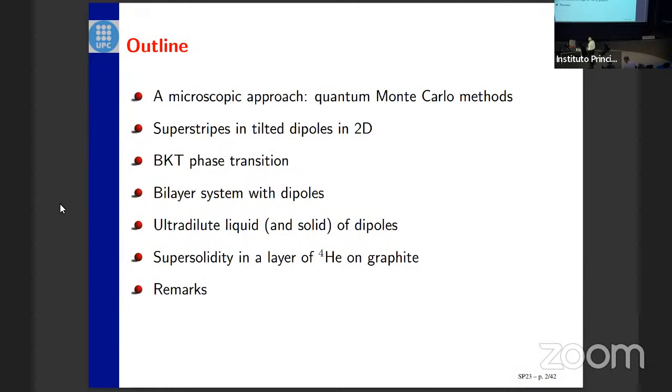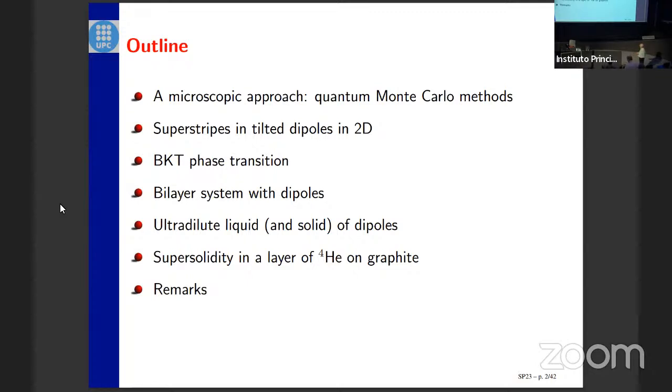Okay. So the outline of my talk will be the following. My approach is a microscopic approach to the problem. Our method is based on quantum Monte Carlo methods, which are ab initio in the sense that we start directly from the Hamiltonian of the system and we solve the many-body problem in principle in an exact way. I will comment about that.